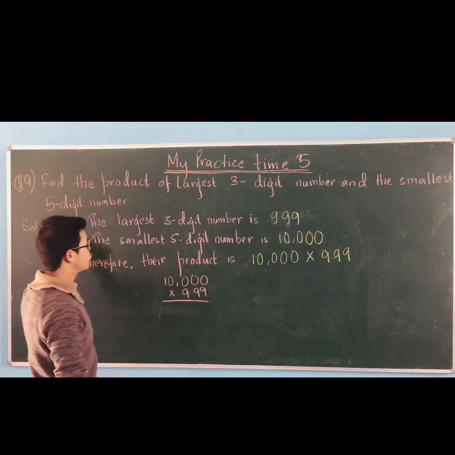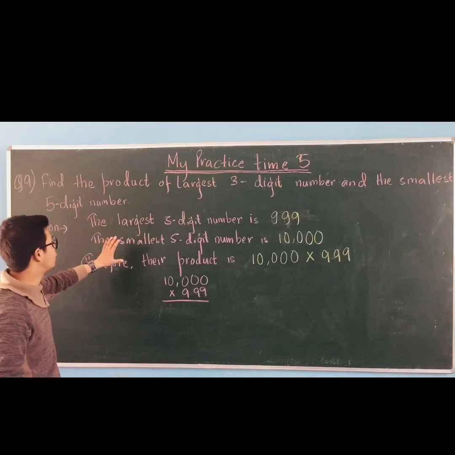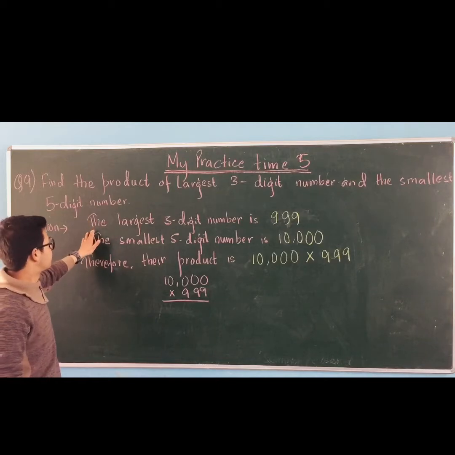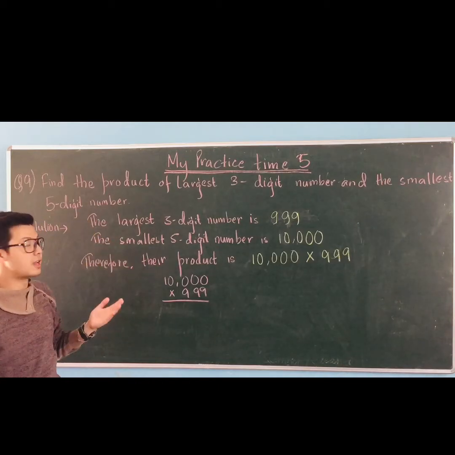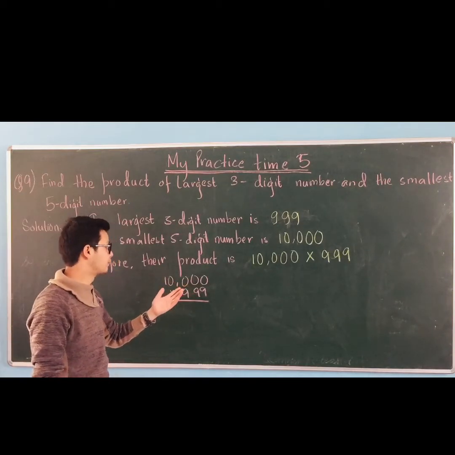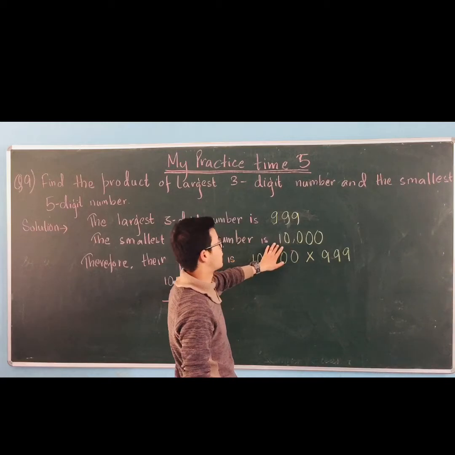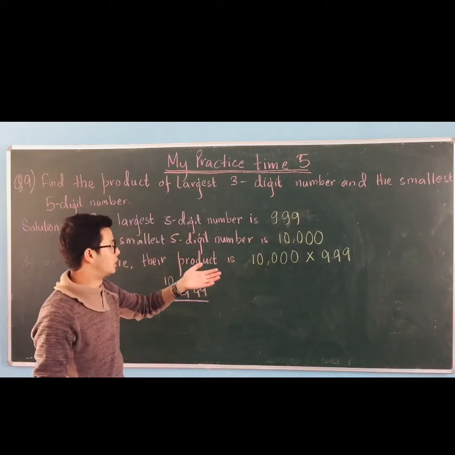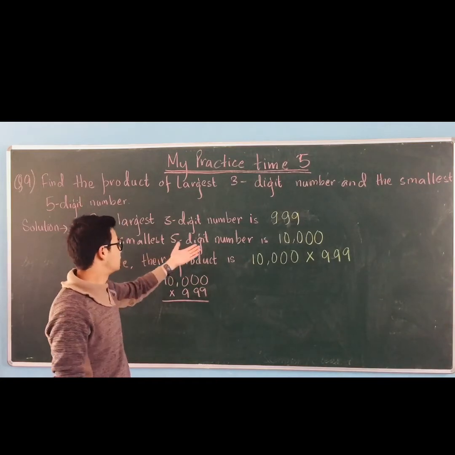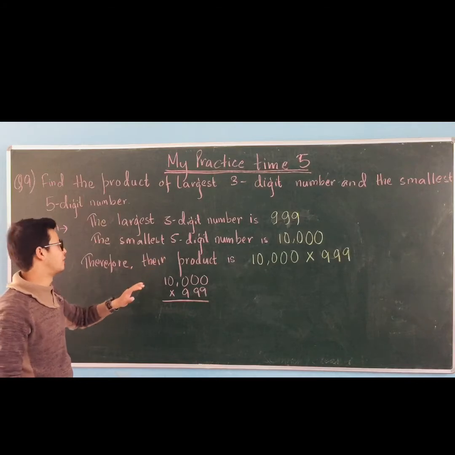So in the solution, if there is a word problem like this, you always have to do it in a systematic way. So you have to write first: the largest 3-digit number is 999. The smallest 5-digit number is 10,000, because there are 5 digits, 1, 2, 3, 4 and 5. There cannot be a number less than this, because we are finding the smallest 5-digit number.